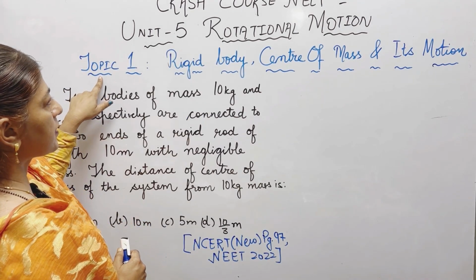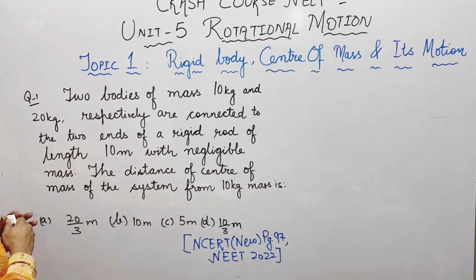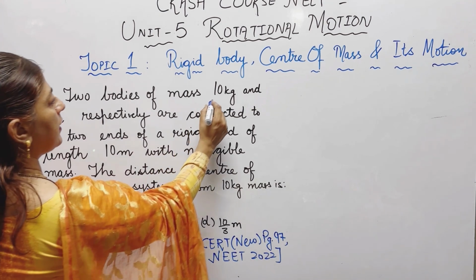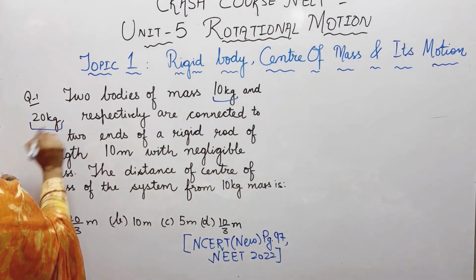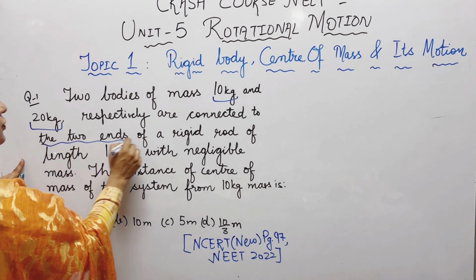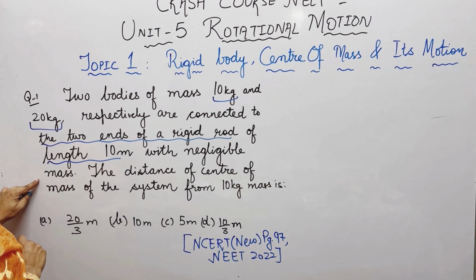The first topic is the rigid body, center of mass and its motion, and based on this topic the question that has come is: two bodies of mass 10 kg and 20 kg respectively are connected to the two ends of a rigid rod of length 10 meter with negligible mass.